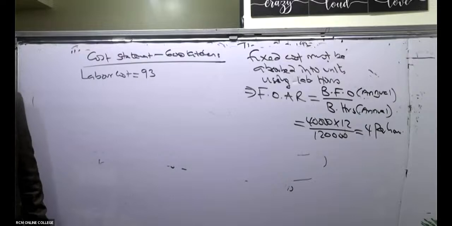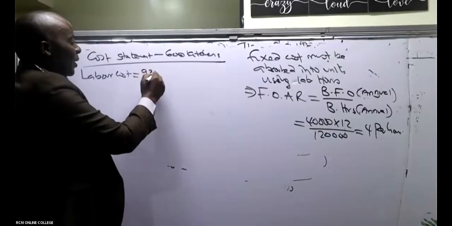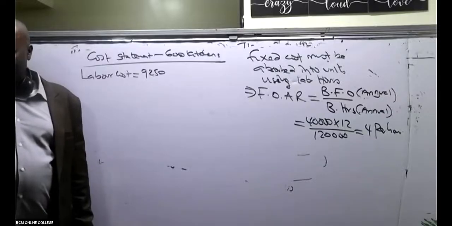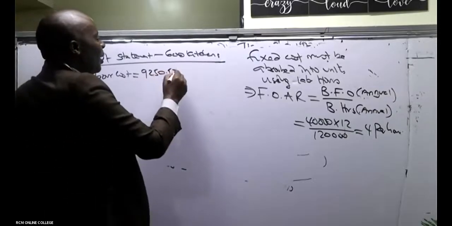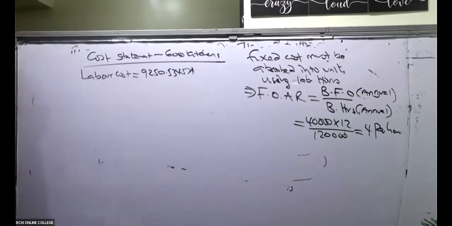9250, eh? 9250. I know you don't have the exact figure, but it's supposed to have some decimals, if I'm not wrong. 9250.5345. And then, of course, they've told me how much they are going to pay per hour. They've told me labor cost per hour is 15.